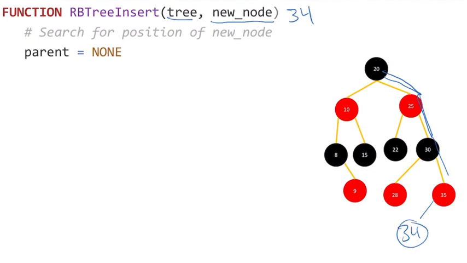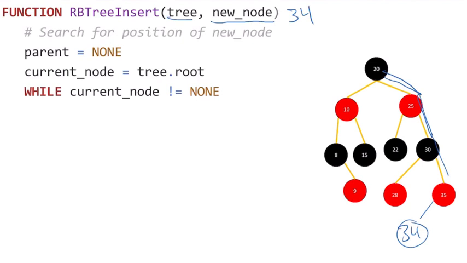I'm going to set parent equal to none. Current node is equal to tree.root. And we're going to say, while current node does not equal none, we're going to keep running our procedure here, our loop. We'll say parent equals current node. Well, current node starts out here at the root.